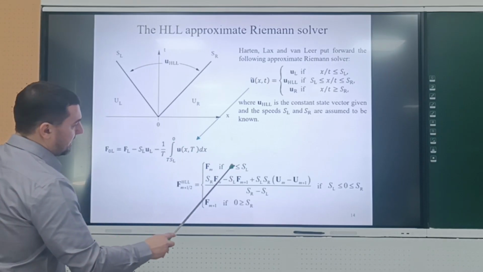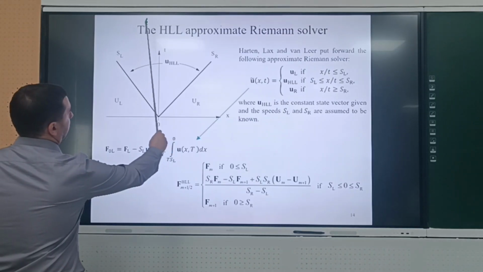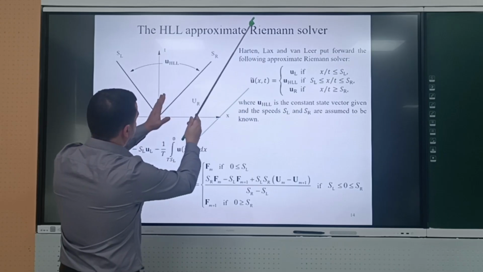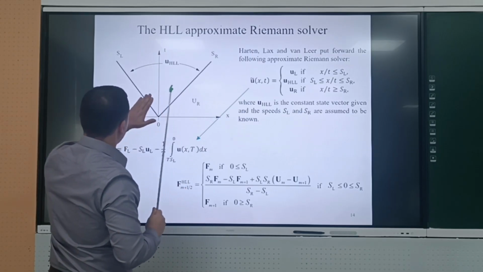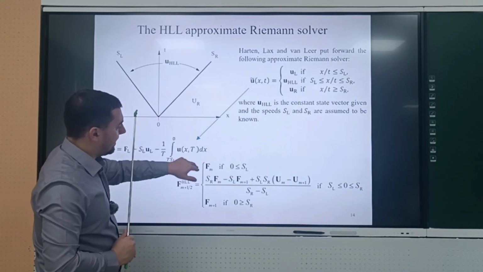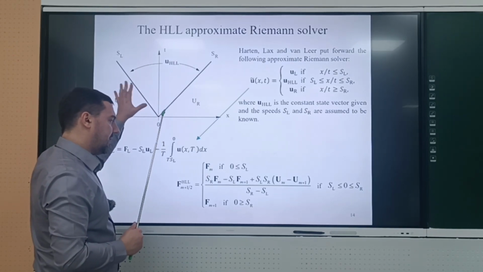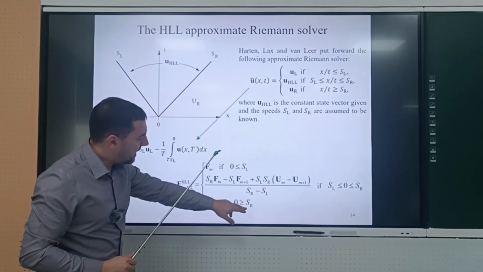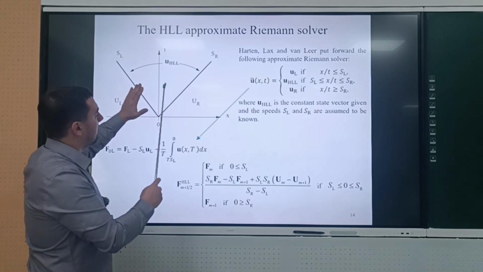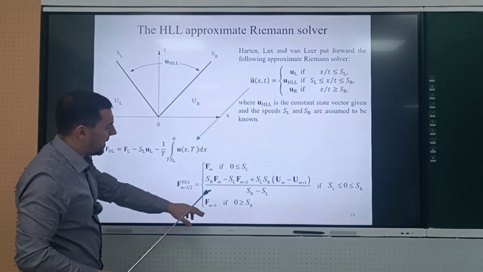In this way, you will get the final result, the HLL numerical flux. If SL is greater than 0, SL is this characteristic, so it's greater than 0. It means that the whole picture is in the region x greater than 0. Your flux corresponds to the left state, and you should take just F_m, where F_m is f of u_m. So you should take the left state parameters in the left cell. If SR is less than 0, it means that the whole picture is in the region x less than 0, and you should take the right state.